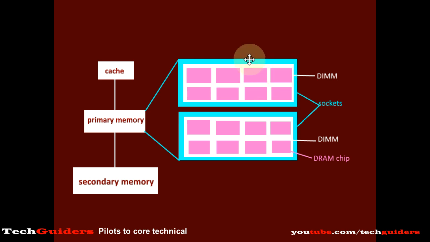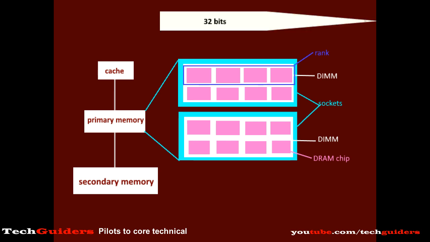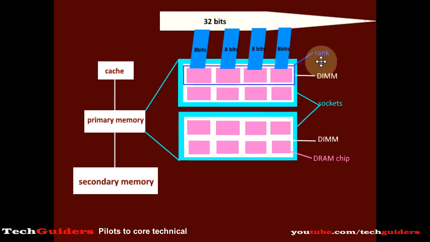And the set of all DRAM chips which participate in one particular data transfer request is together referred to as a rank. That is, suppose our data bus is 32 bits wide. That is, each data transfer request transfers 32 bits such that 8 bits are transferred from one particular DRAM chip. Hence, for each data transfer request, 4 DRAM chips should be involved. Such a set of DRAM chips which are involved in one data transfer request is together referred to as a rank.